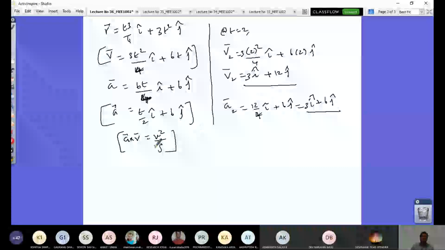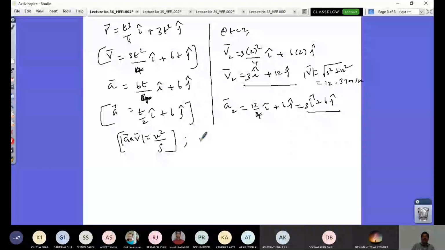You can also use this, right? So I can find this determinant from these two vectors and equate it to this. So what is my v vector modulus? It is the square root of 3 squared plus 12 squared. So that's going to be 3 squared plus 12 squared, which is 12.37 meter per second. So I have this and I can find this determinant.